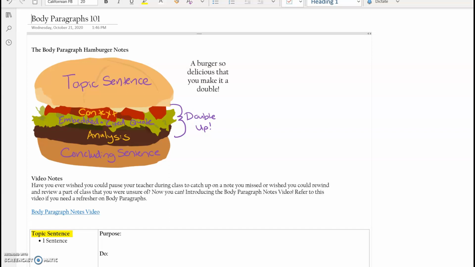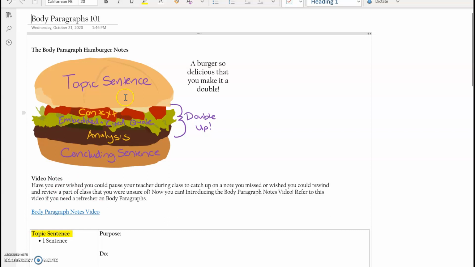I like to use the hamburger method for body paragraph notes, but you might be used to something called RACER, or other teachers use a model called TREES. Basically, all of these methods have the same goal in mind: a really organized paragraph where you're providing evidence for the points that you're making in your essay. I just like the visual of the hamburger.